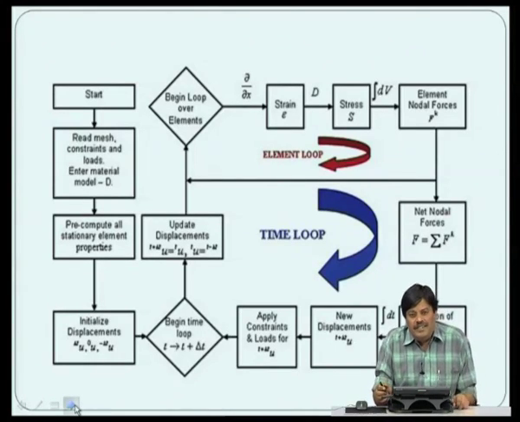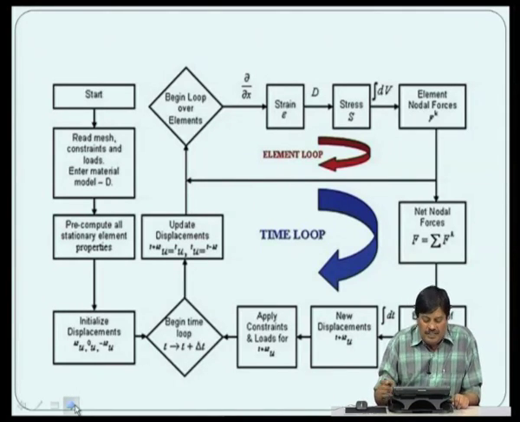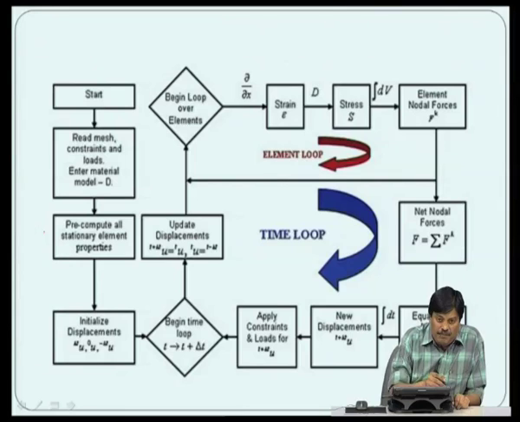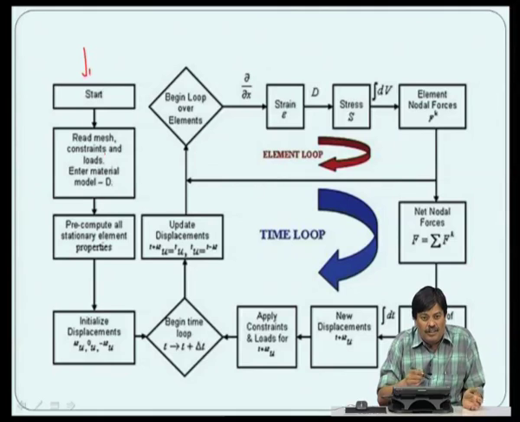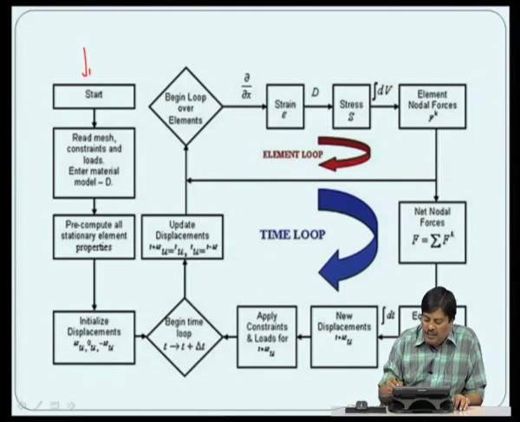So, to understand this, we can take this big flow chart. So, this is the pre-processing part, the left hand part, where we start, we read the mesh, constraints, where the loads are, what are the types of loads, what are the types of materials. Okay. Then we pre-compute all the elemental properties, and then we initiate the displacement. So, if you are doing a dynamic analysis, we can ignore this.